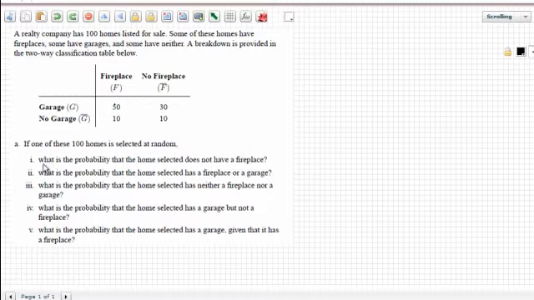So what is the first question asking? It says, what is the probability that the home selected does not have a fireplace? Here's a keyword in the question, probability. So how do we calculate the probability?